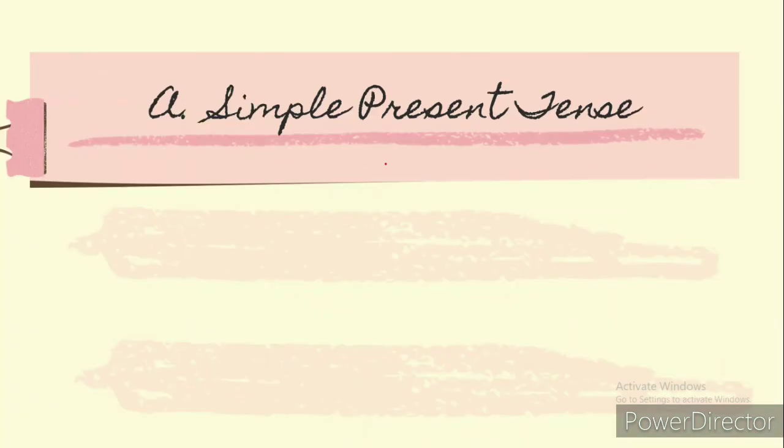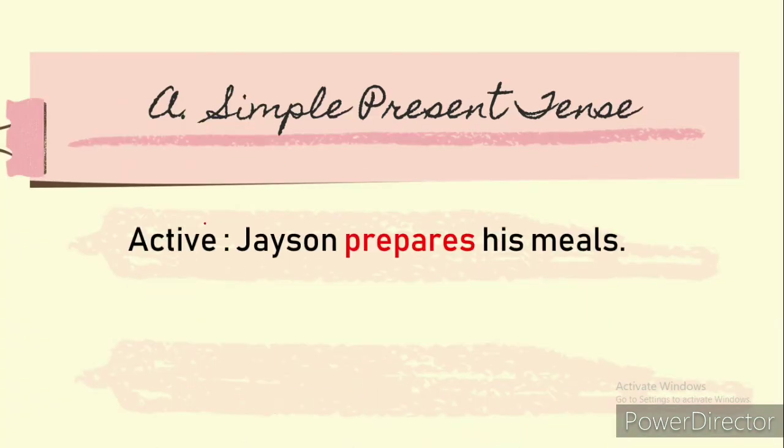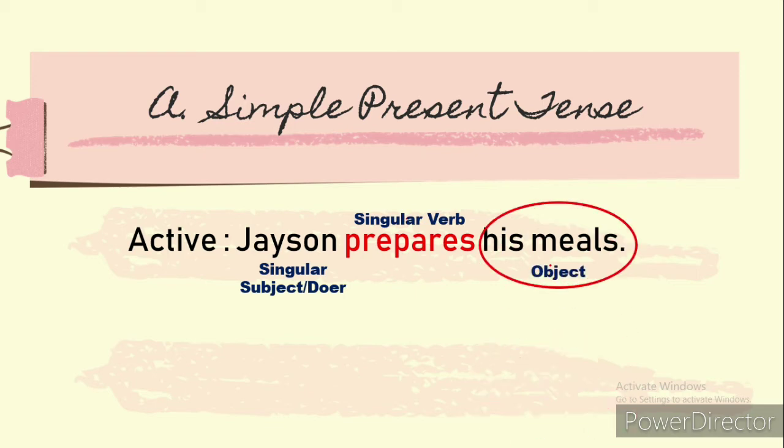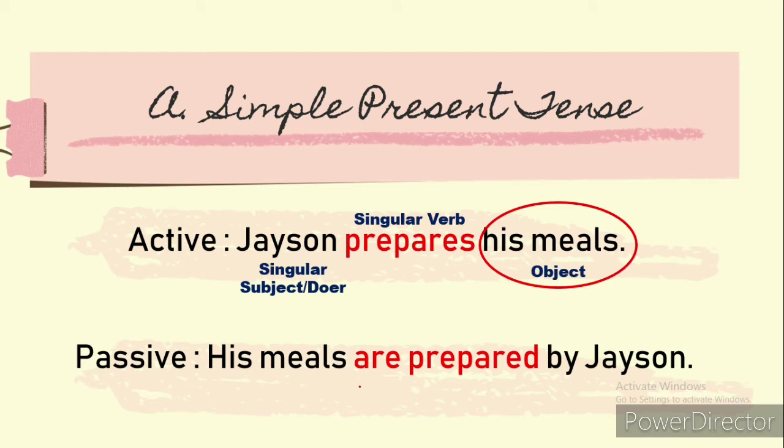Let us have first the simple present tense. In active voice, Jason prepares his meals. Jason is the singular subject and the doer of the verb or the action prepares, and the word prepares is also a singular verb. And his meals is the object. Now, let us have the sentence in passive voice. His meals are prepared by Jason.